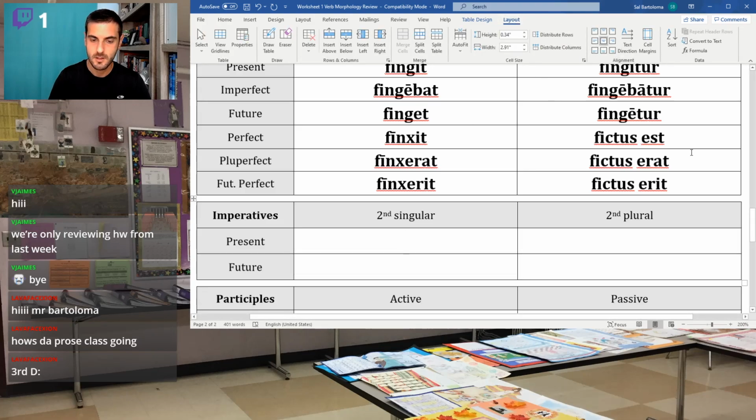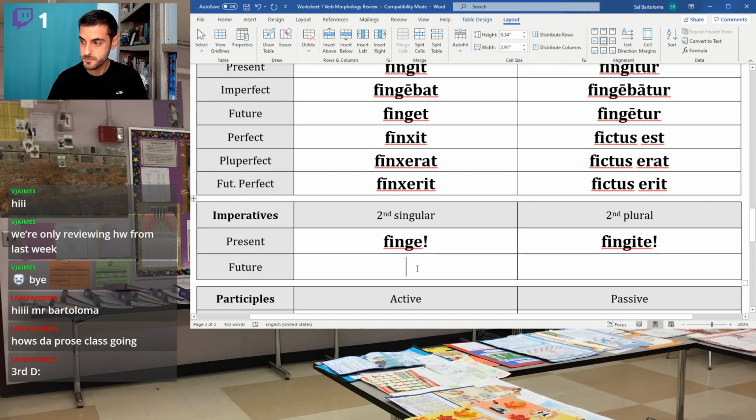And to make the singular imperative, we just chop off the E. I always, on my synopses, will add the exclamation point after the imperative, not so much because it would be there in Latin, but just to remind myself that that is what an imperative looks like. So we have finge, and in the plural, because it's third conjugation, fingite, I-T-E.